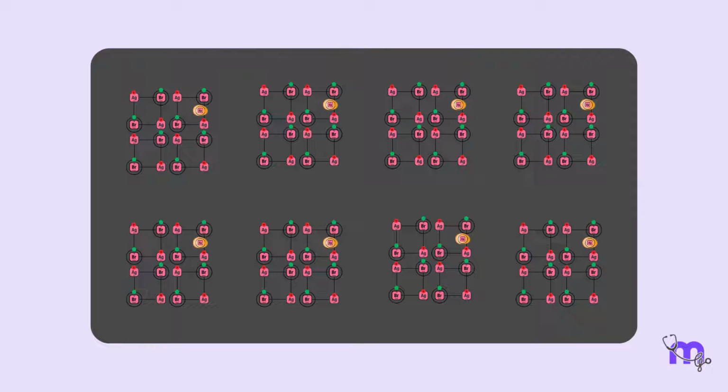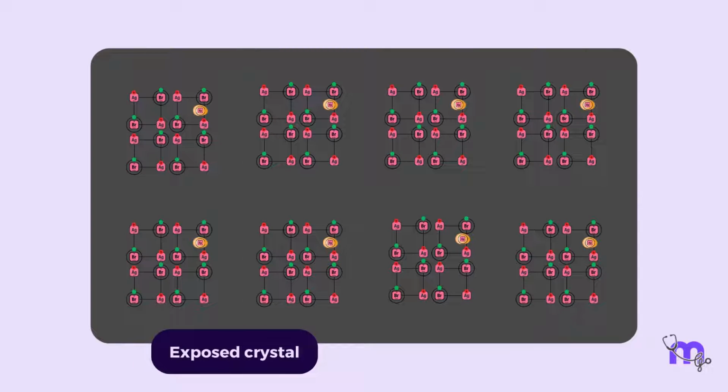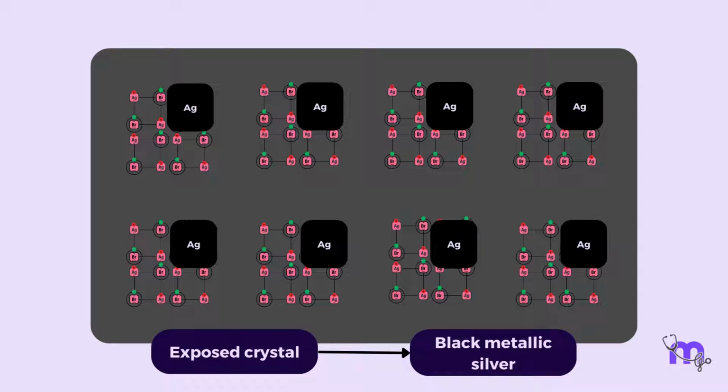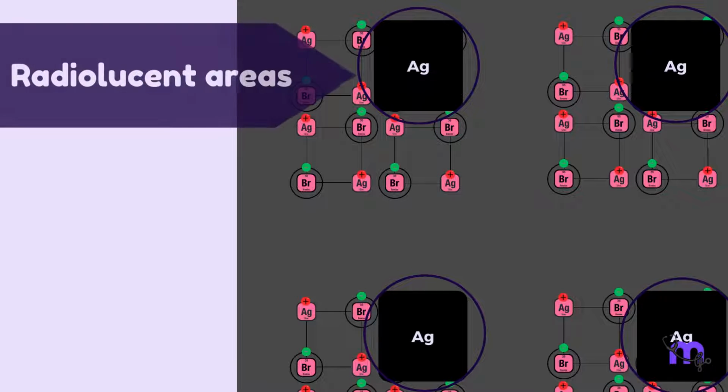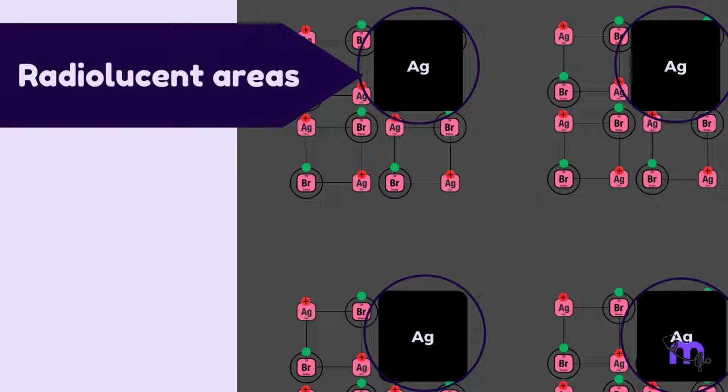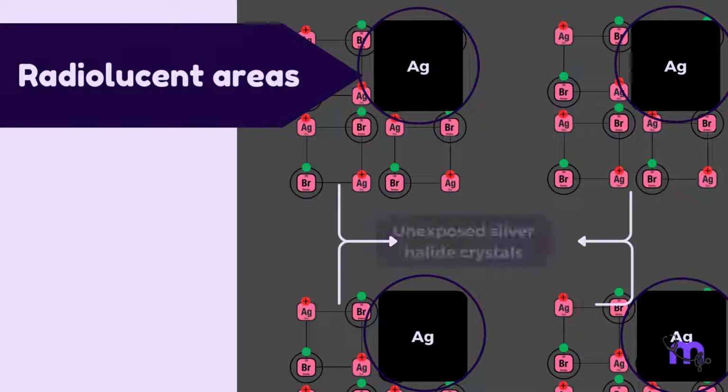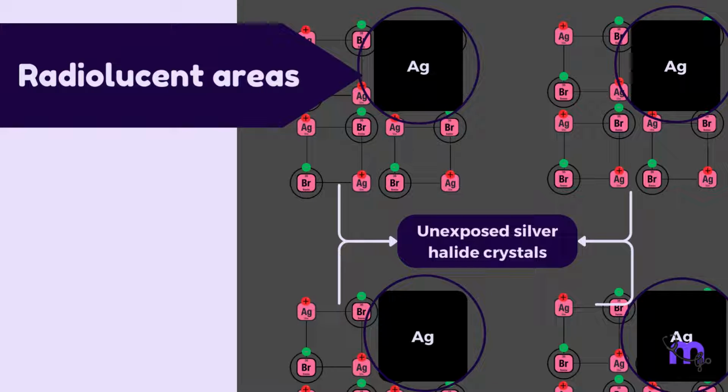Eventually, as this happens, all the exposed crystals develop. That is, they are reduced to black metallic silver. In other words, this creates dark or black or radiolucent areas on a dental radiograph. At the same time, the unexposed silver halide crystals remain unaffected by the developer.